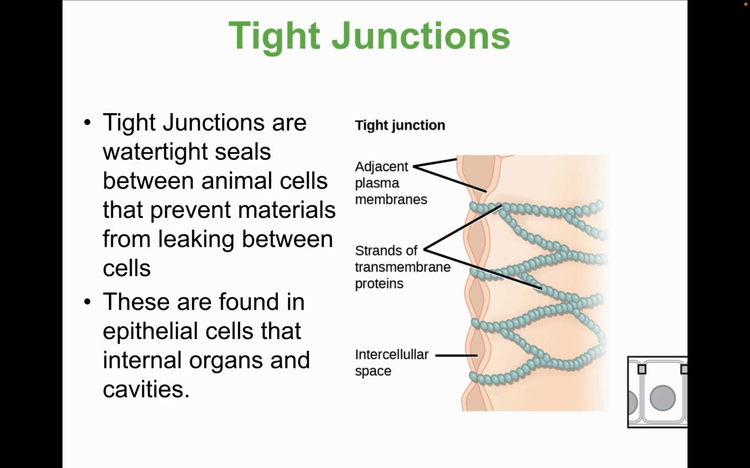And there are also tight junctions. Tight junctions are watertight seals between animal cells that prevent materials from leaking between cells. These are found in epithelial cells, which are skin cells, that line internal organs and cavities. As you can see here, this is a tight junction, and it sits between the cells and basically prevents the cells from leaking into each other, because cells are after all an aqueous environment, and it could be relatively risky if one cell does rupture and the content comes out.